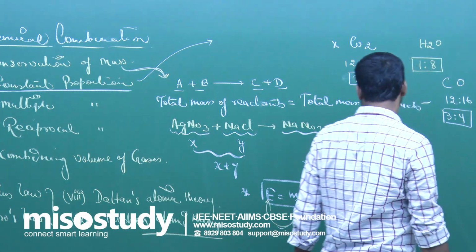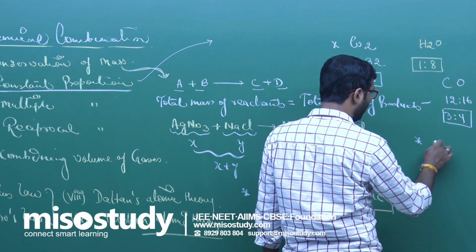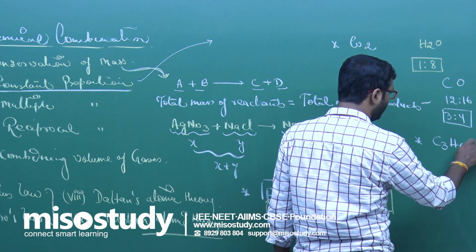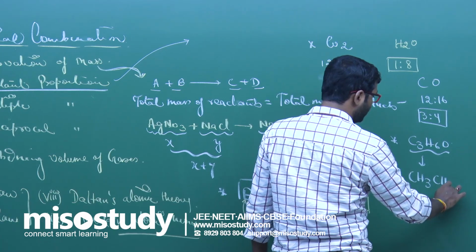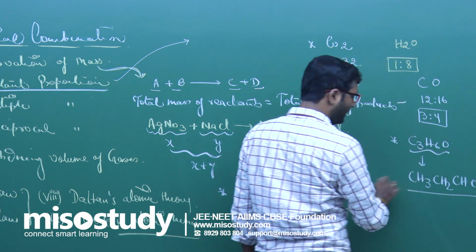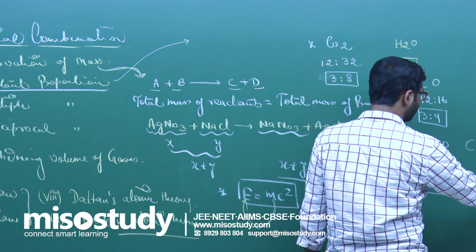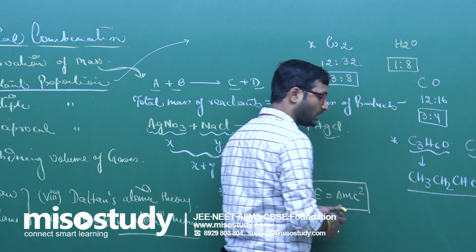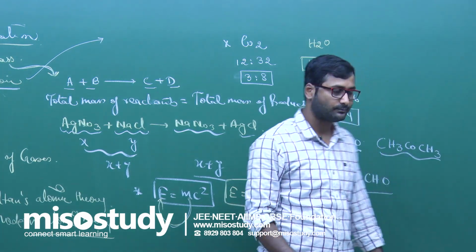But there is some drawback of this law. Suppose I consider the organic compound C3H6O. It can show CH3CH2CHO, an aldehyde, or it can show CH3COCH3, which is a ketone. Both are different compounds, but the composition is the same. So there are drawbacks.